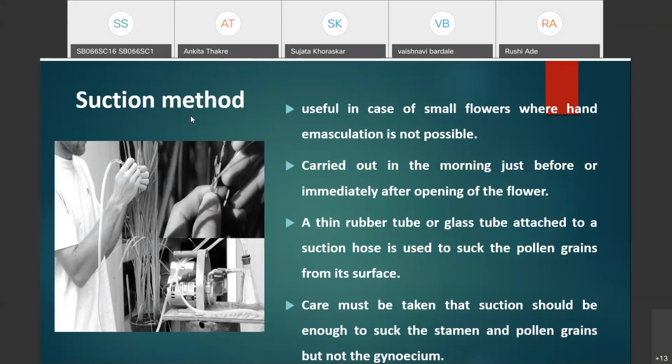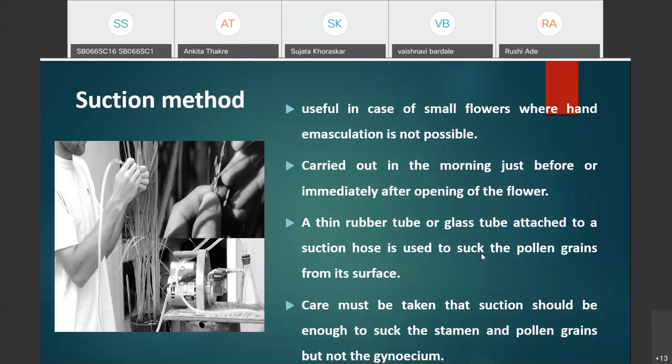ओके, म्हणजे सकाळी सकाळी जेव्हा फ्लावर ओपन होणार आहे त्यावेळेला ही मेथड यूज केली जाते. First of all, the petals are removed with the help of forceps. Then a thin rubber tube or glass tube which is attached to the suction hose, which is producing the suction pressure.